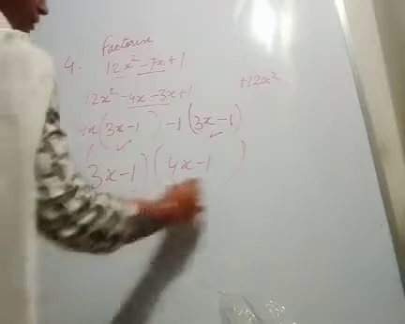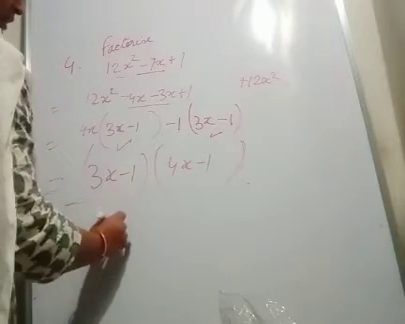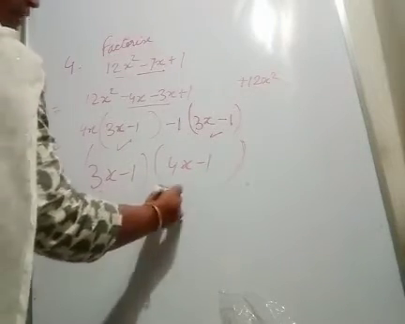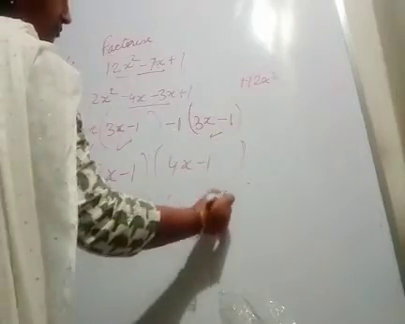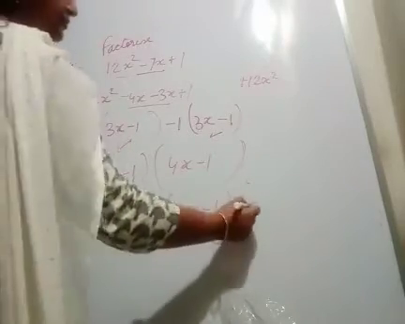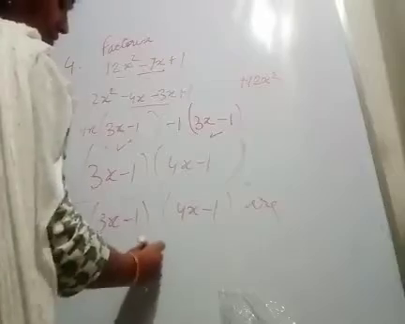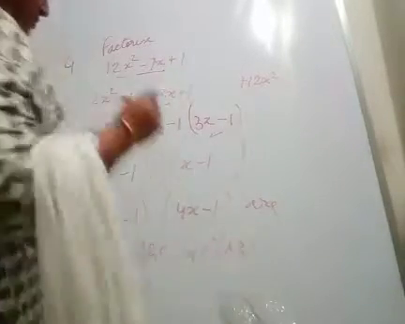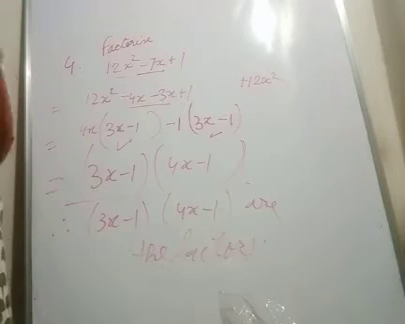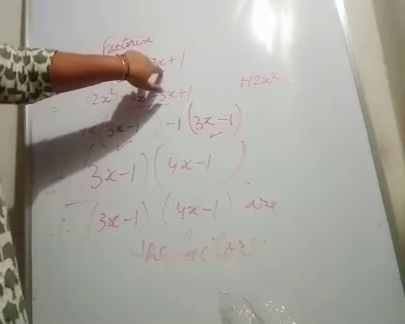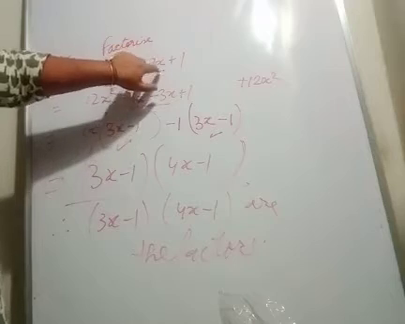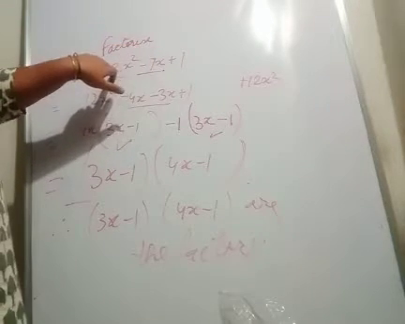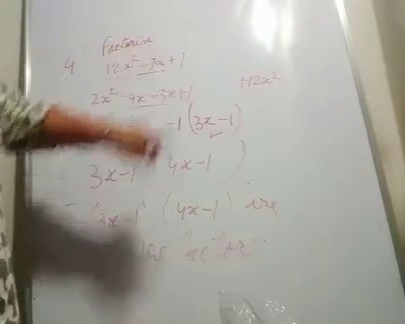So now from here we can say that 3x minus 1 and 4x minus 1 are the factors of the given polynomial. Okay students, like this you have to split the middle term as the sum of two terms, so that their product must be equal to 12x square and 1.